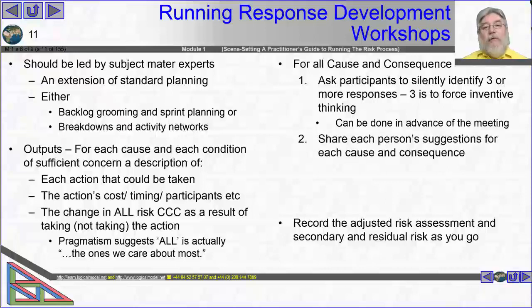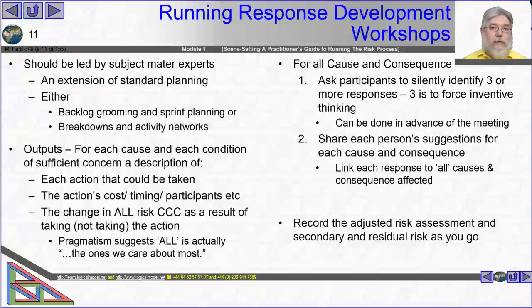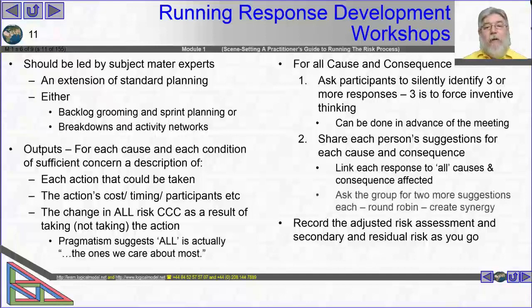Then share everybody's suggestions of cause and consequences, link all, again in inverted commas, of the causes and consequences with the potential responses, and all of the responses to all of the potential causes and consequences. So a two-way mapping. I will show you the graph. I didn't link it from this slide, but there's some modelling that we can do there. And ask the group then to think of some more responses. So I've suggested here 2 more. So now we've got 5 responses to every cause and every consequence.